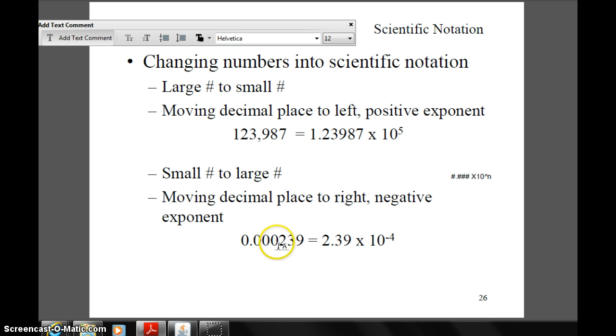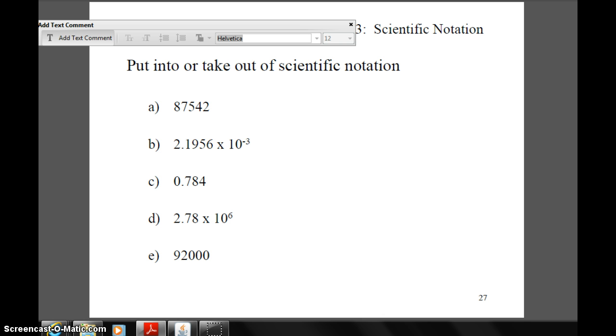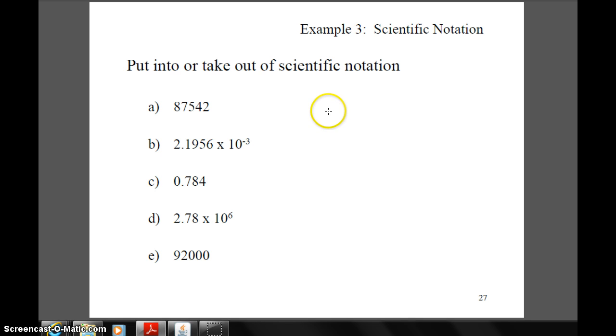So 0.000239, in order to write it as number dot number, that format, you're going to simply move it 1, 2, 3, 4 decimal places, and since you went in the right direction, we basically put in a negative sign in front of it. Okay? All right, the question is put into or take out of scientific notation. I'm just going to pick any two, and you really should work on the remaining in your own time. And if you have any questions, feel free to ask. Let's pick the first one.